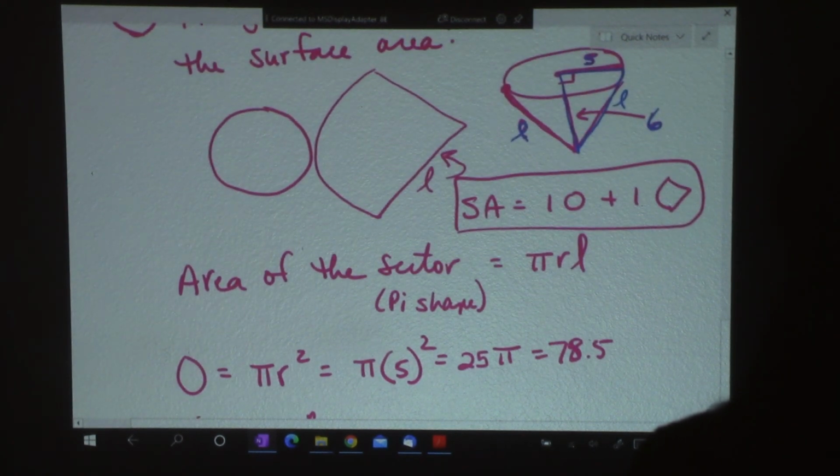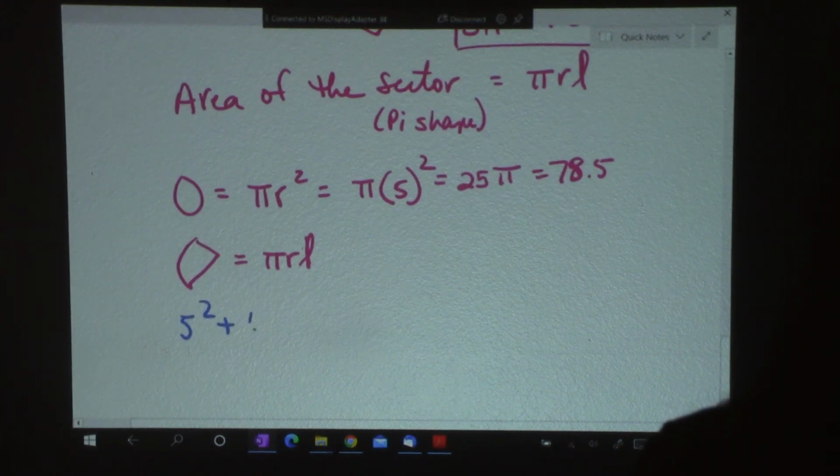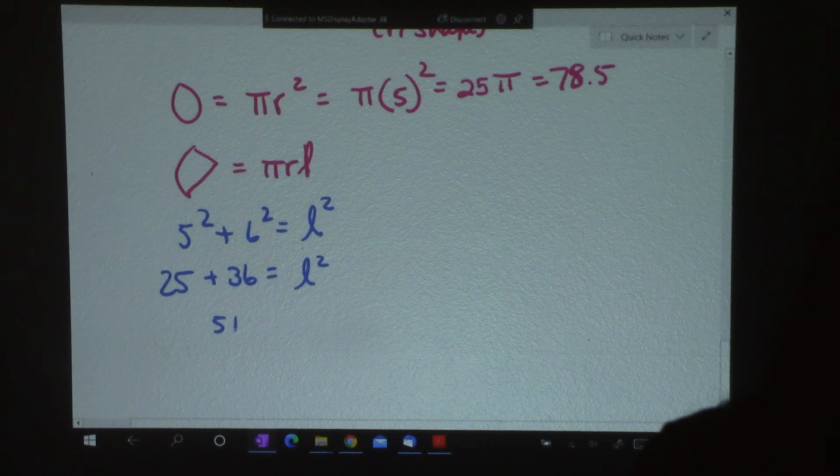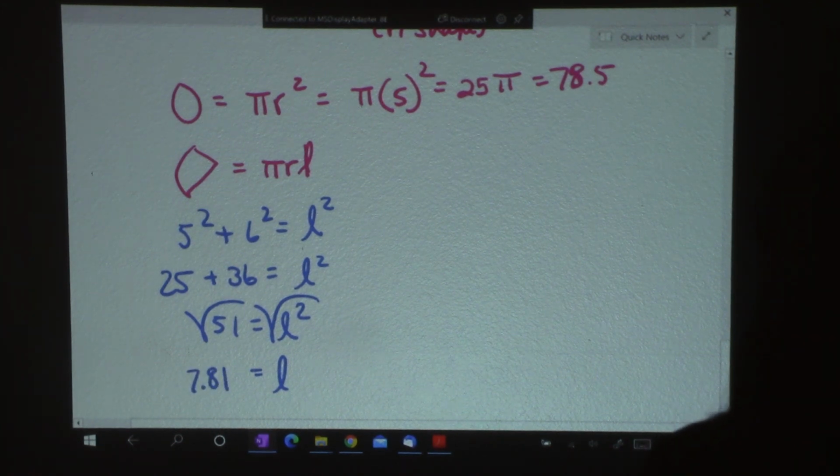So back here I have to find L, so I'm going to have 5 squared plus 6 squared equals L squared. So I have 25 plus 36 equals L squared. 61 equals L squared. Take the square root and I get approximately 7.81. And that makes sense because 7 squared is 49. That should be a little less. Let's see, it's 61. Yes, that makes sense. Okay.